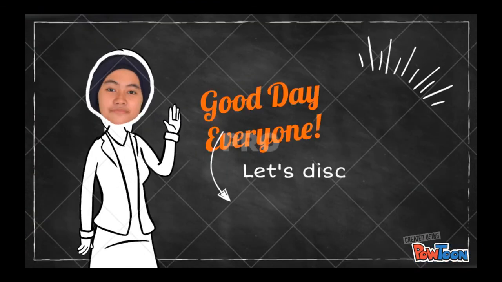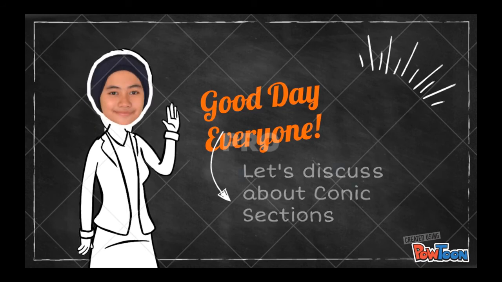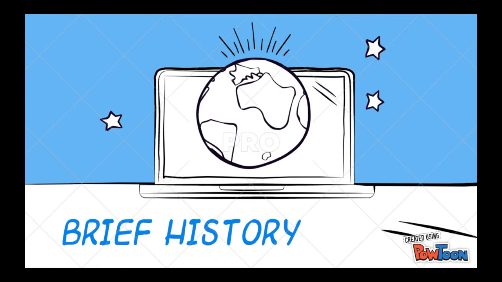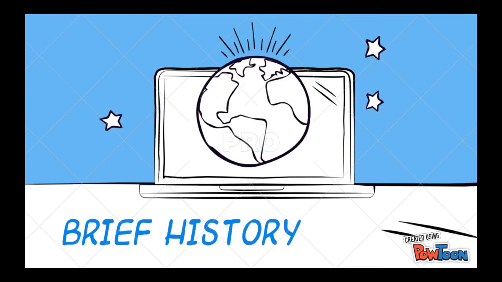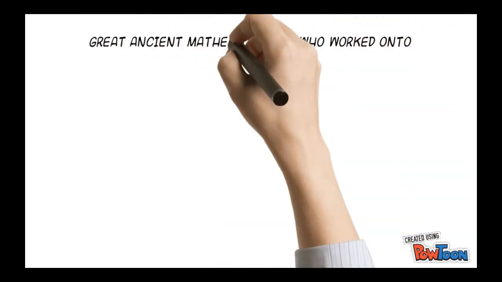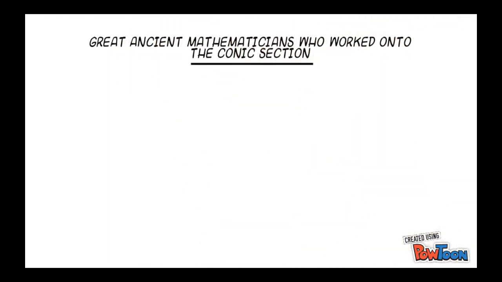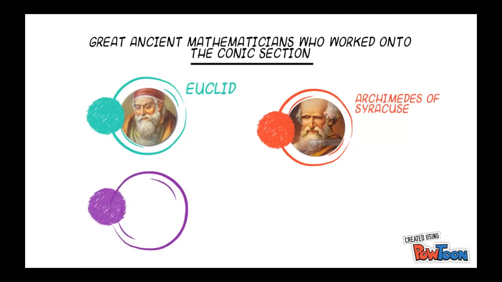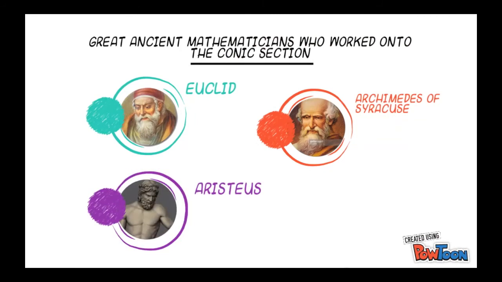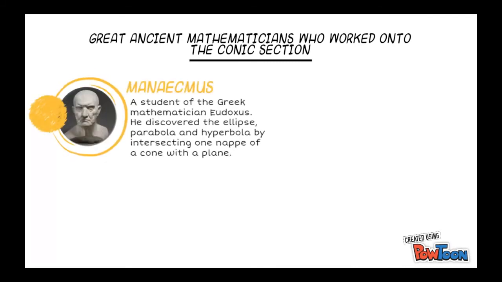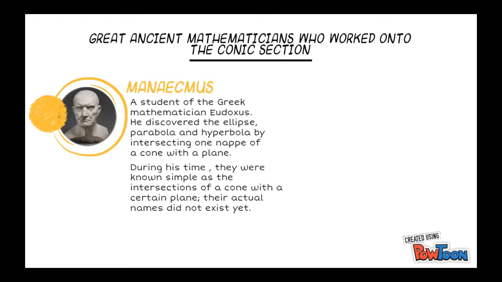Good day, everyone. Today, we'll discuss the conic sections. But before that, we will tackle its brief history. There were many great ancient mathematicians who worked on the conic sections, such as Euclid, Archimedes of Syracuse, Aristaeus, and Menaechmus. The credit for discovering the conic sections is given to Menaechmus.